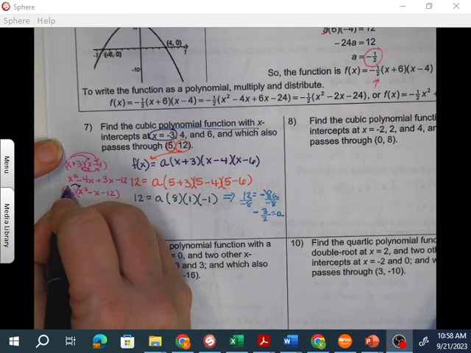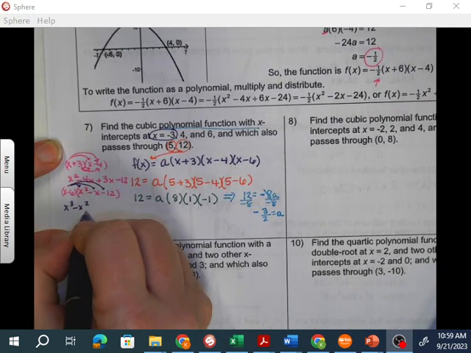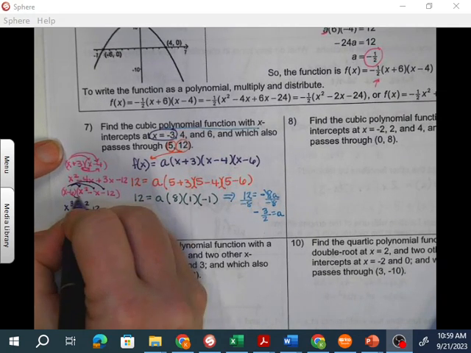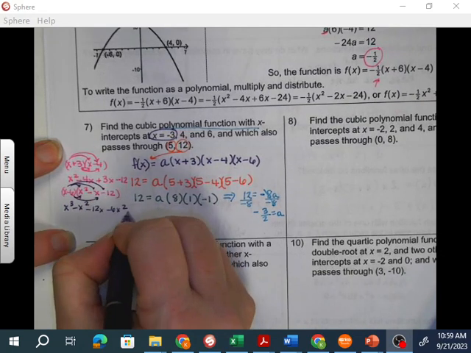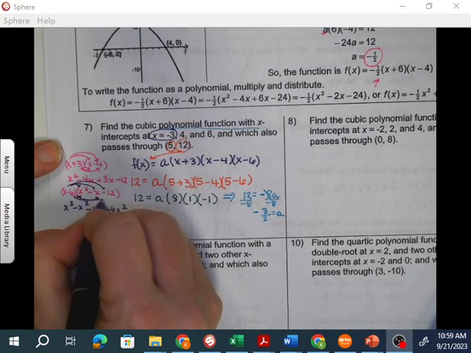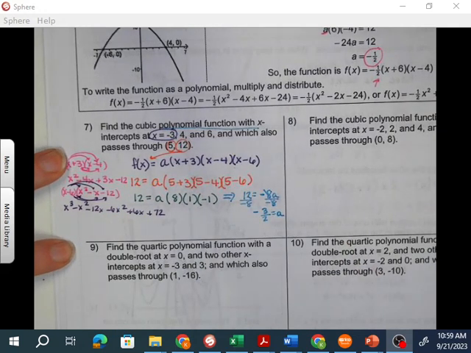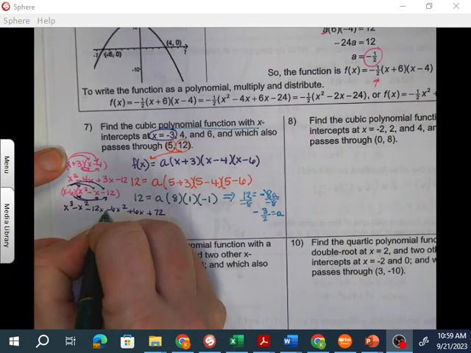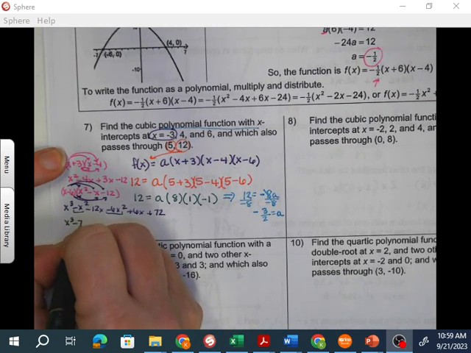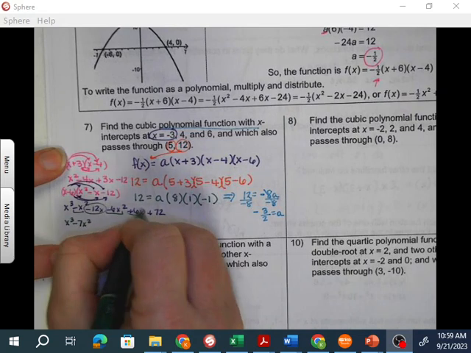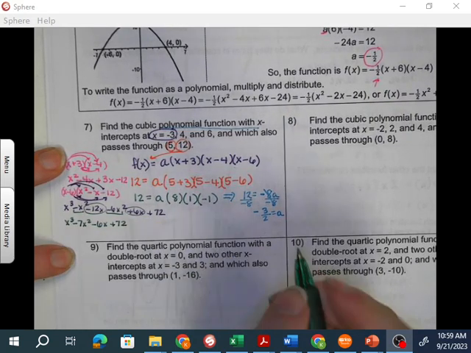X cubed minus x squared minus 12x minus 6x squared plus 6x plus 72. Combine like terms. So I have x cubed minus 7x squared minus 6x plus 72. One more thing you have to do.